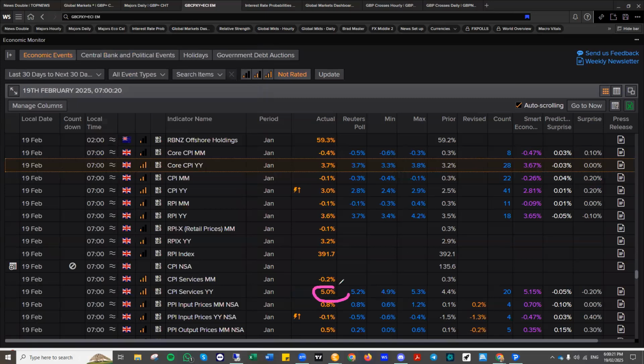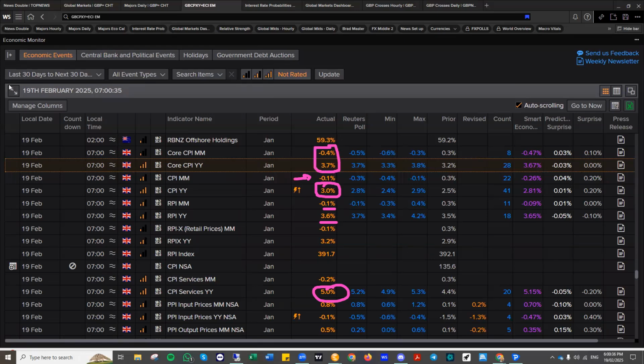Okay, services data was weaker. The RPI a little bit weaker. CPI, that's the nasty one. That is higher, and a better outcome for the month on month. And the core numbers are on par.